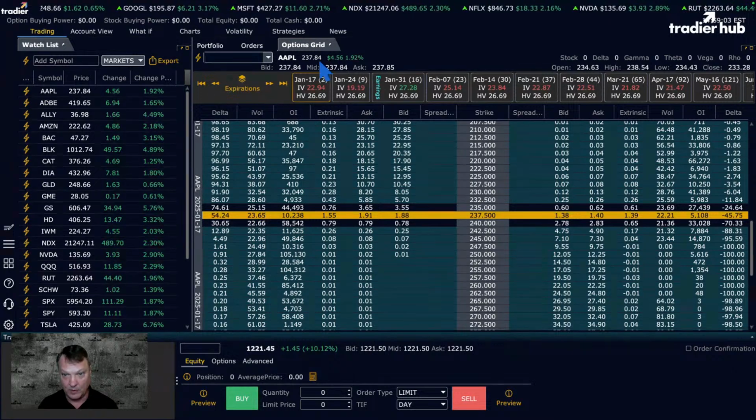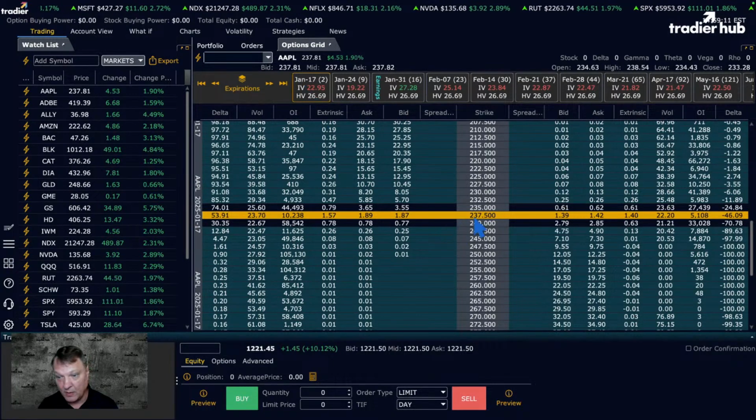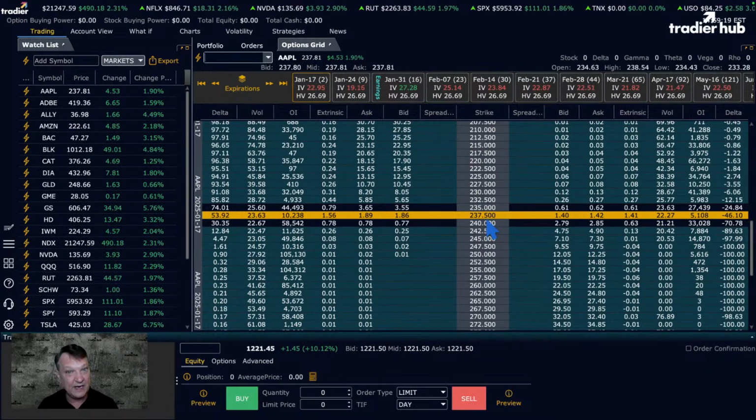So a lot of people own Apple, and one of the things is earnings is happening. But let's pretend that we just have 2 days remaining to expiration, and we went out and sold the 237.50 call, right? The stock right now is at 237.81. So we're in danger of being assigned. We have 2 days remaining to expiration. We just got in the money on this option contract.